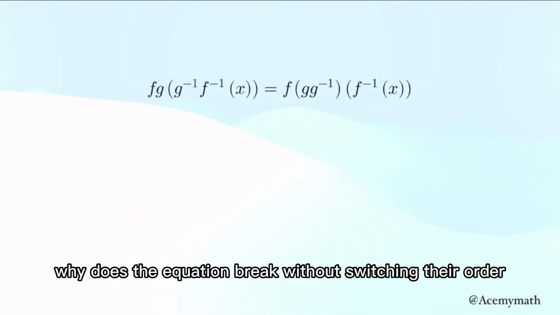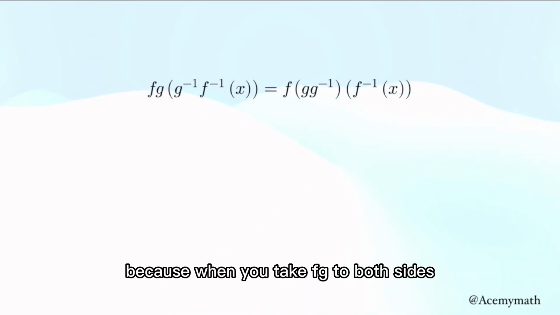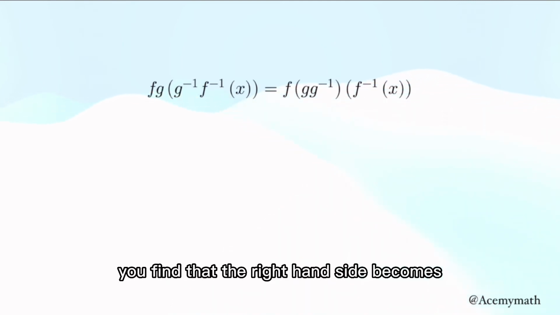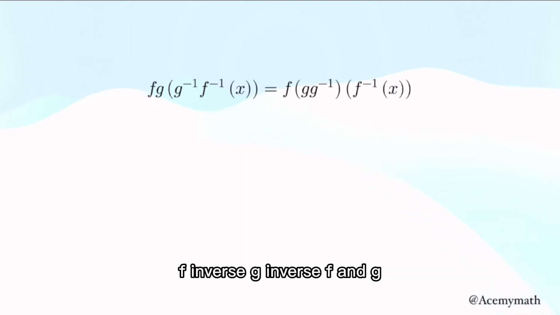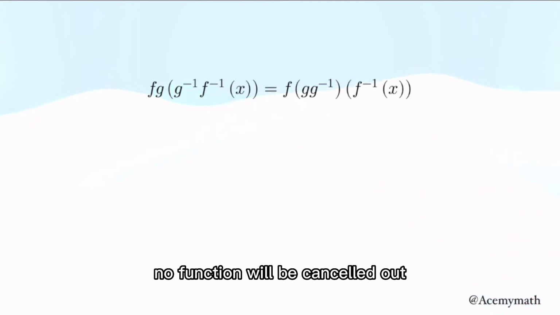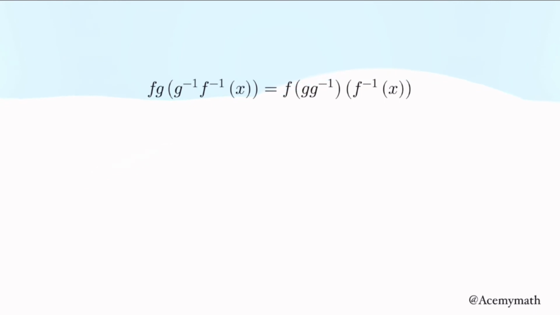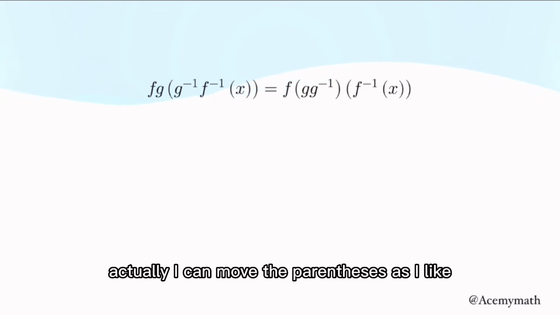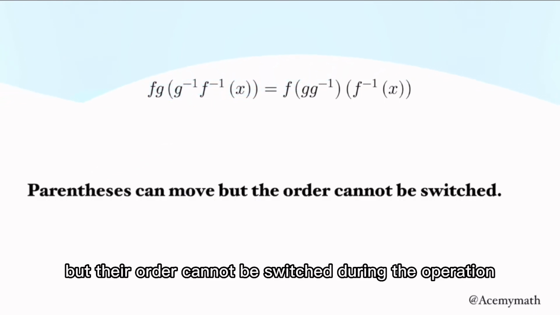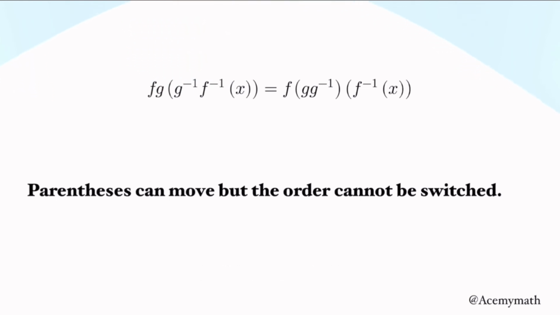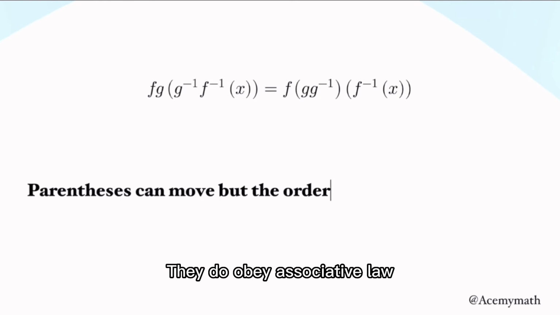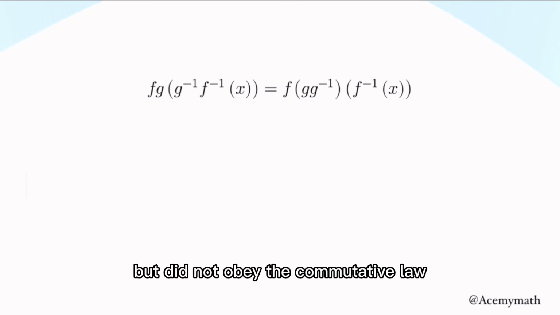Why does the equation break without switching the order? Because when you take fg to both sides, you find that the right-hand side becomes f inverse, g inverse, f, and g. No function will be cancelled out. Actually, I can move the parentheses as I like, but their order cannot be switched during the operation. Mathematically speaking, they do obey the associative law, but they do not obey the commutative law.